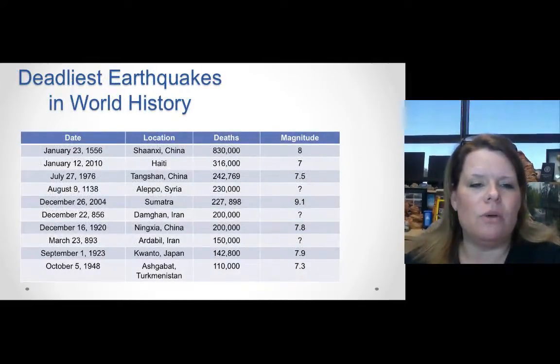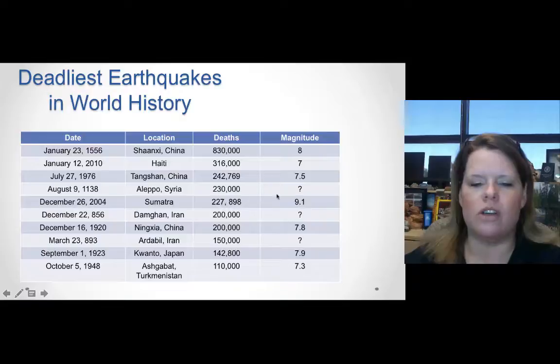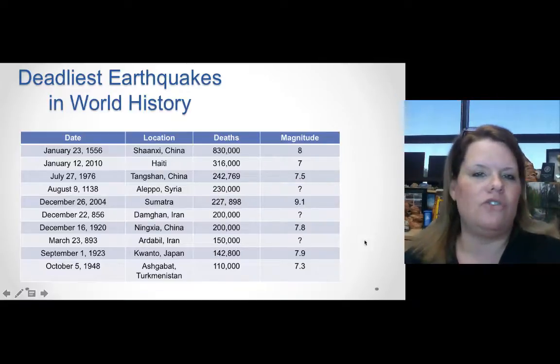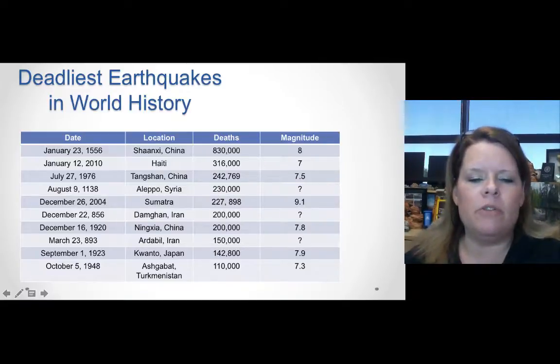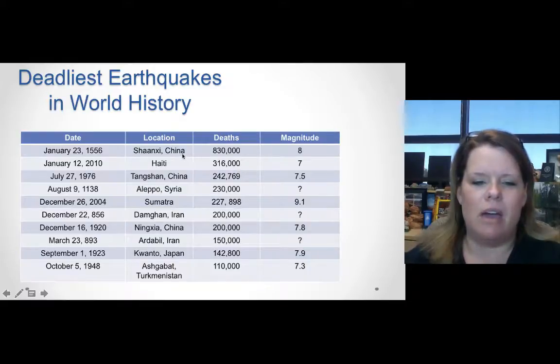So the deadliest earthquakes in world history, when you start to look at this, you can look at the magnitude, and some of them have a question mark because we just don't know. We didn't have Richter back then. Like, we really don't have Richter for 1556 either. It's a guess. So these really old events are guesses based on the amount of damage and literature that's available on them.